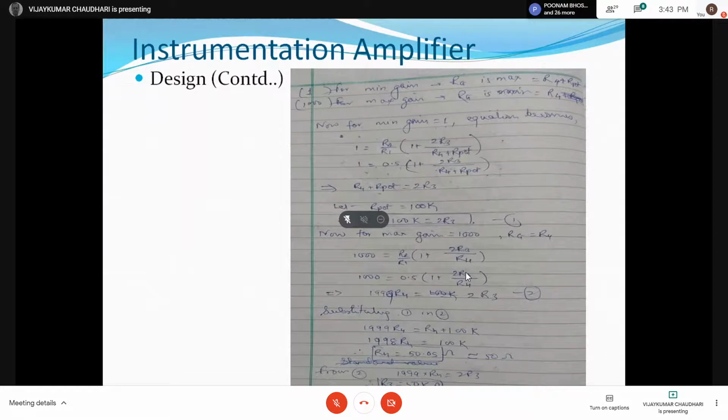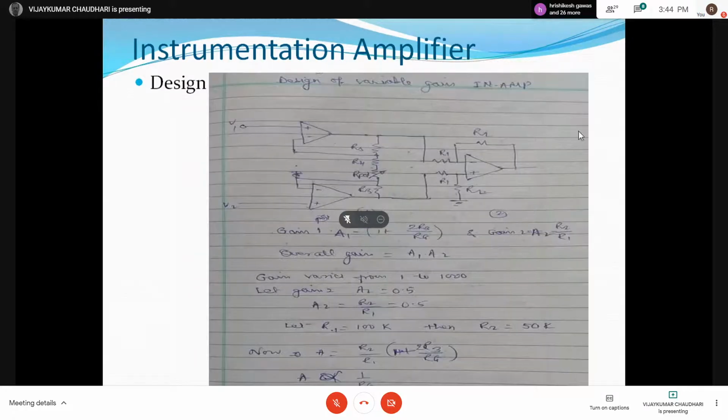This is for minimum gain and this is for maximum gain. So in expression 1 we have 2R3 here and 2R3 here. Equating them, we get R4 plus 100K is equal to 1999 R4. So this gives me R4 is equal to 50.05, approximately 50 ohm. If R4 is known, then substituting in any one of the equations, either maximum gain or minimum gain, for 2R3, I get R3 is equal to 50 kilo ohm.